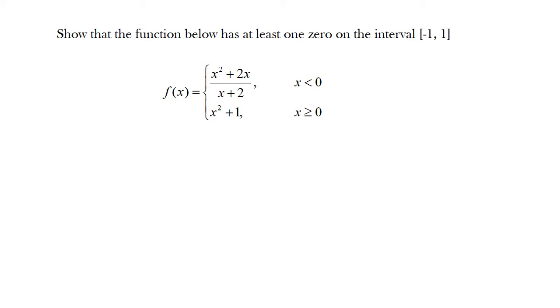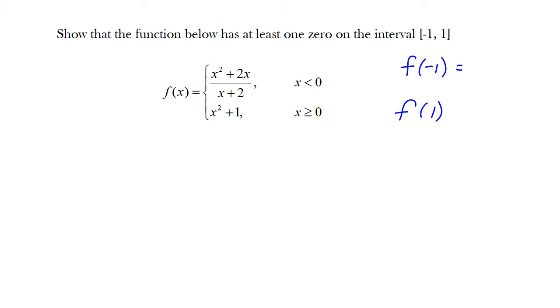Show that the function below has at least one zero on the interval -1 to 1. So just the phrasing alone implies that you're going to be able to do this. And the big pitfall we have to watch out for is this. We know from our talk about the intermediate value theorem that we have to be concerned with the value of f of -1 and f of 1.